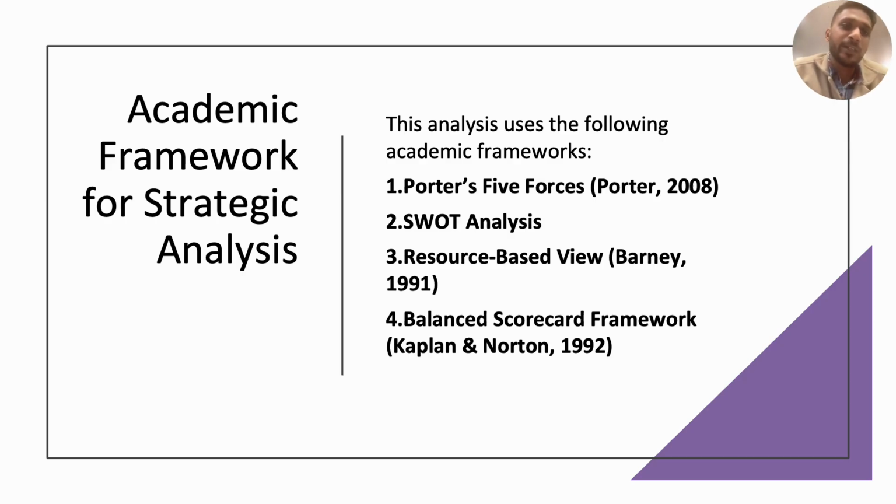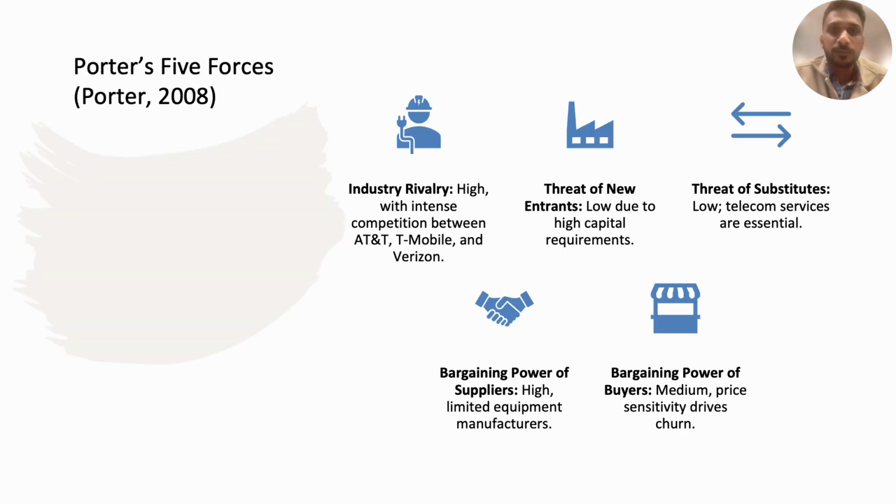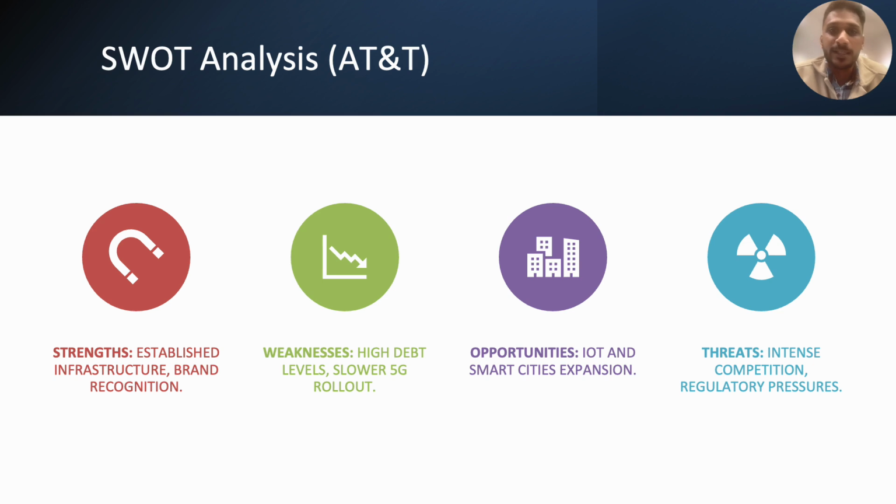Next, we will talk about the academic frameworks for strategic analysis. The analysis uses the following academic frameworks: Porter's 5 forces, SWOT analysis, resource-based view, and balanced scorecard framework. In Porter's 5 forces, we can see industry rivalry high with intense competition between AT&T, T-Mobile, and Verizon. Threat of new entrants low due to high capital requirements. Threat of substitutes low. Telecom services are essentials. Bargaining power of suppliers high. Limited equipment manufacturers, and bargaining power of buyers medium. Price sensitivity drives churn.